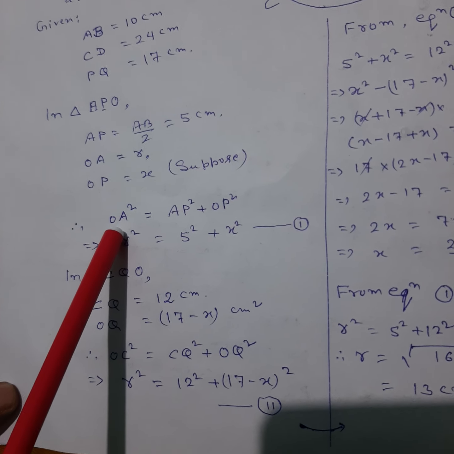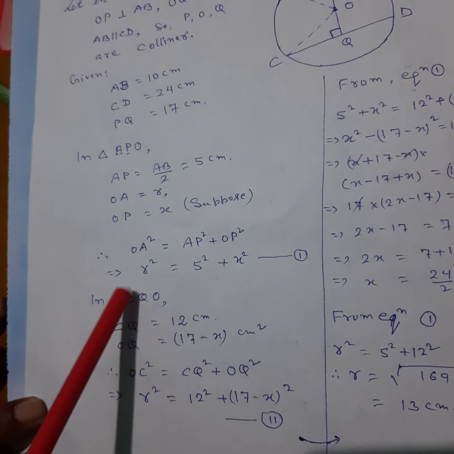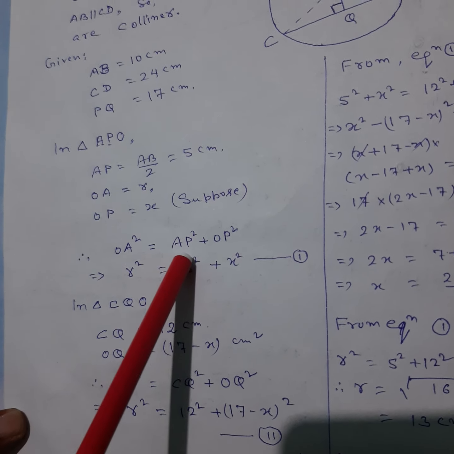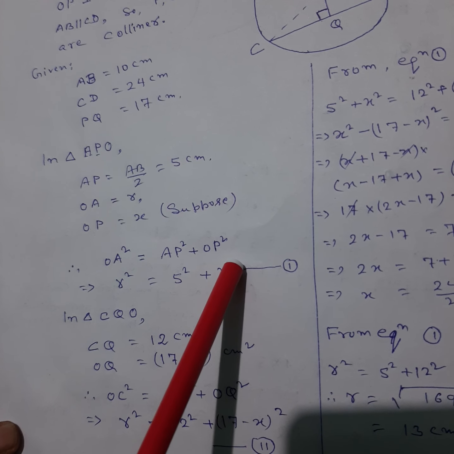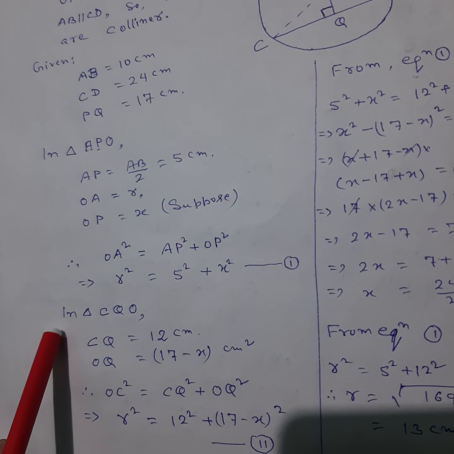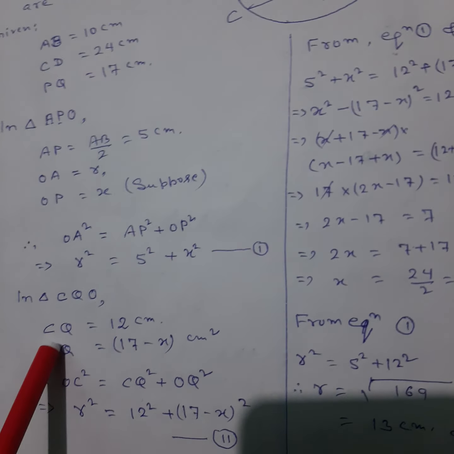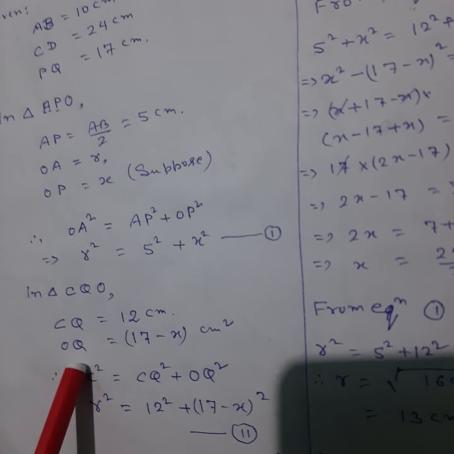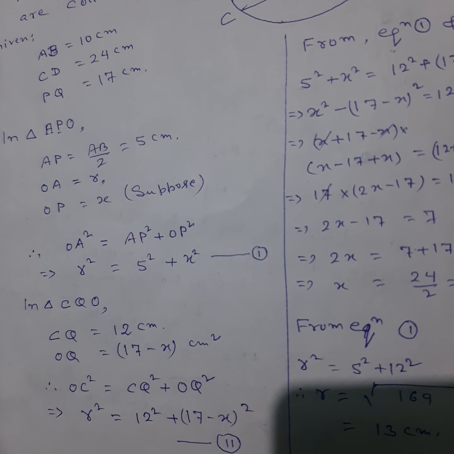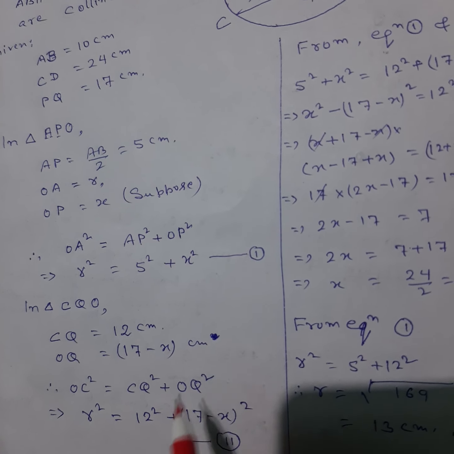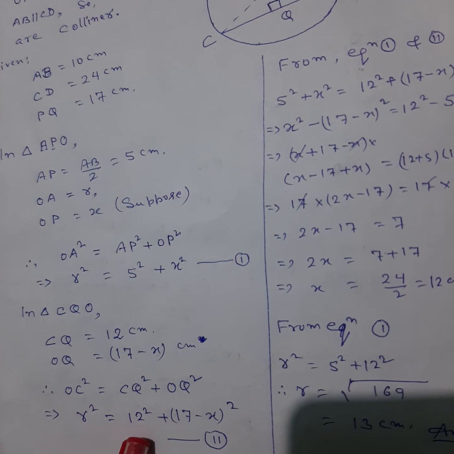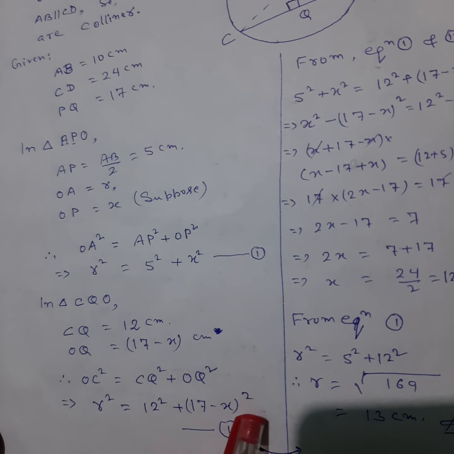Now in triangle AOP, OA square equals AP square plus OP square, so R square equals 5 square plus x square, equation 1. In triangle CQO, CQ equals 12 centimeter, OQ is 17 minus x centimeter. Now OC square equals CQ square plus OQ square, that is R square equals 12 square plus (17 minus x) whole square, equation 2.